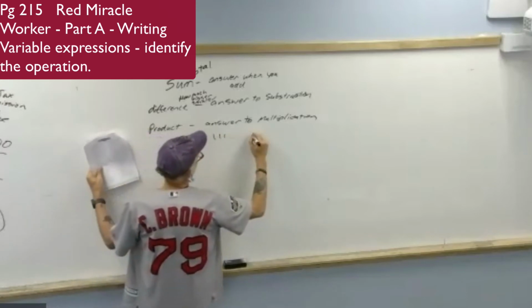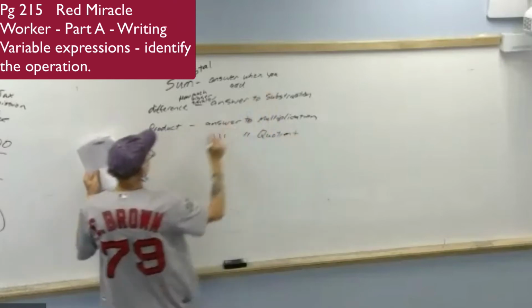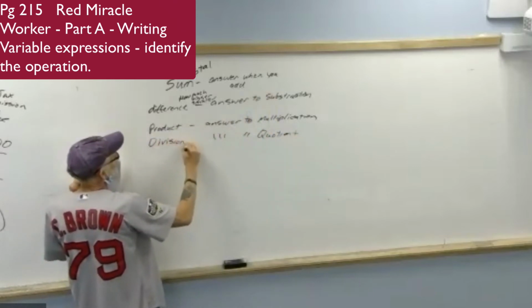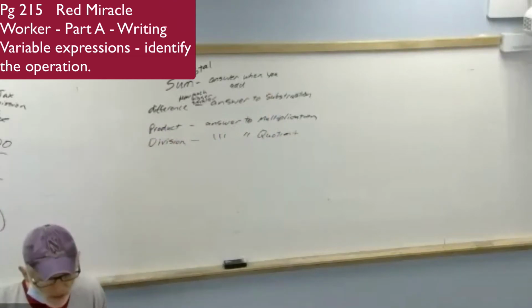Okay. And then the answer to a division. What's the answer to a division? The quotient. It's called the quotient. So if you see those words, you know what operation to pick, and that's pretty important, especially since you have a calculator.